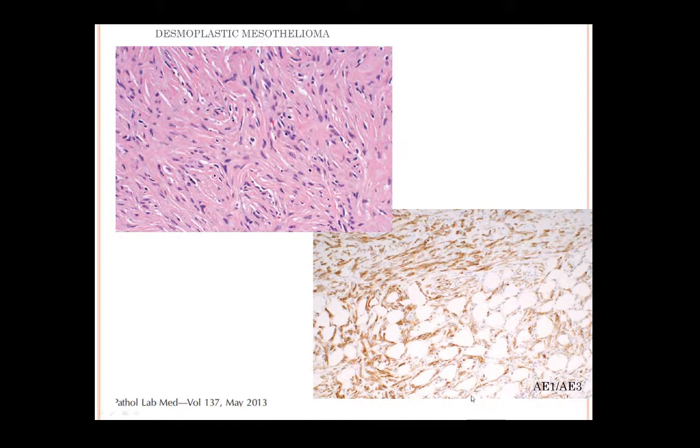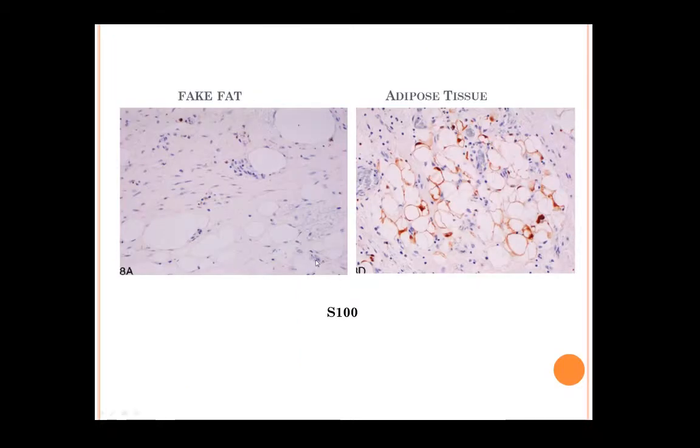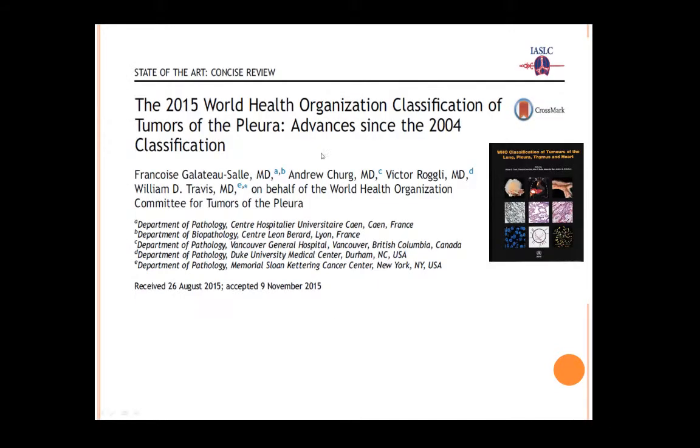Usually mesotheliomas are more cellular, and the neoplastic cells run downward through the fat, rather than the parallel proliferation and linear arrangement of the cells seen in reactive processes. In suspicious cases, S100 stain can differentiate between fake fat and adipose fat. Real fat is S100 positive.